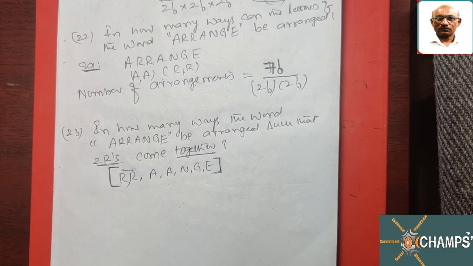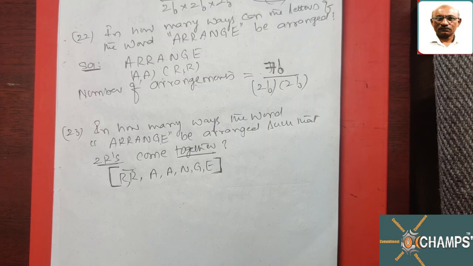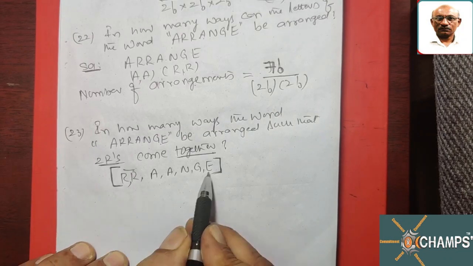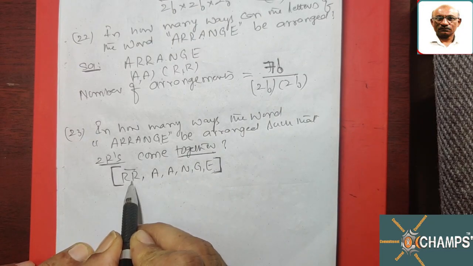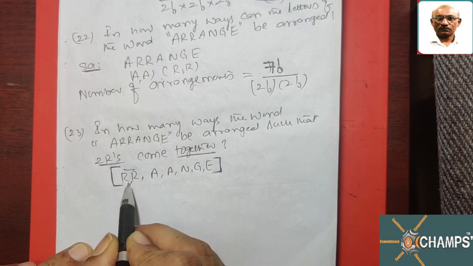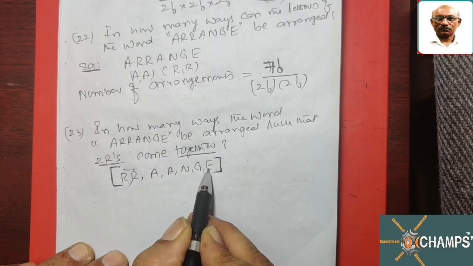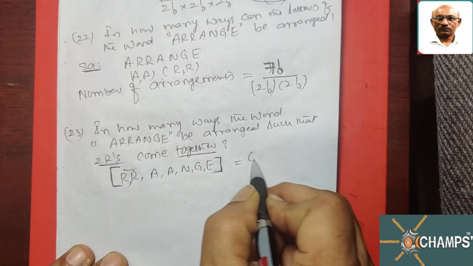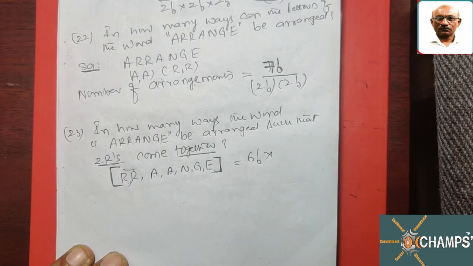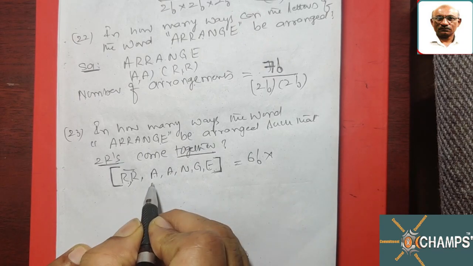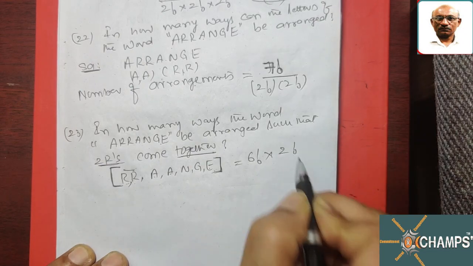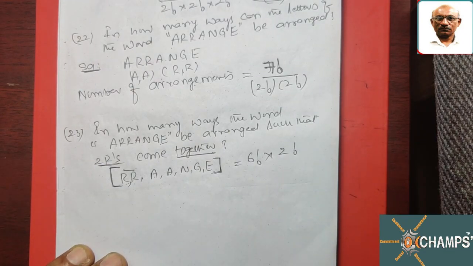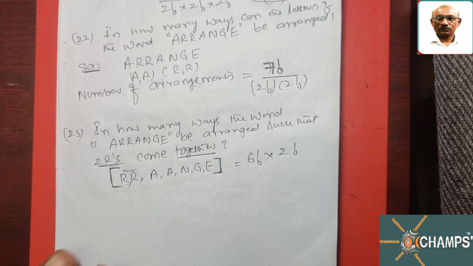Look at the question from square brackets point of view. When you are looking at the question from square brackets point of view, these two R's are treated as one letter. So 1, 2, 3, 4, 5, 6. 6 letters can be arranged in 6 factorial ways. Also, 2 R's can be arranged in 2 factorial ways.